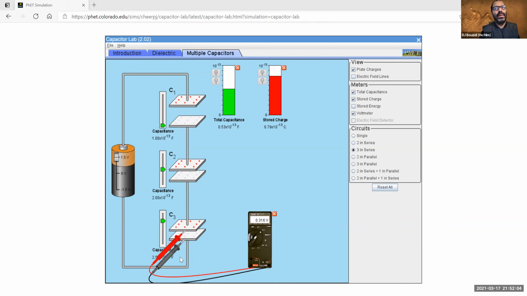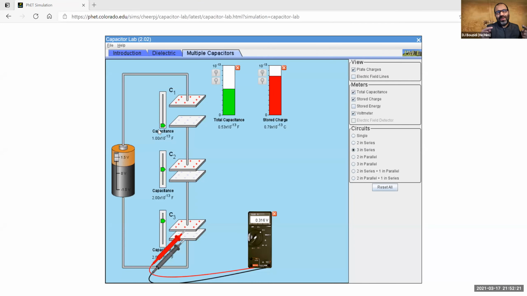because they are in series, okay? And it should be less than the smallest of them all. The smallest is 1 times 10 to the negative 13. And this number is clearly less than that, okay? It's almost half of that.